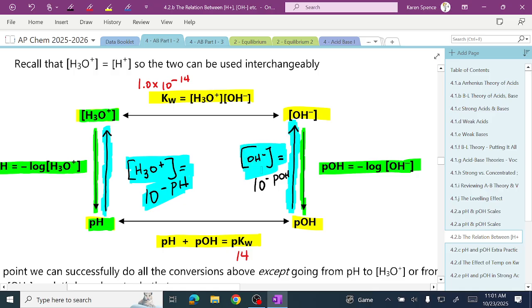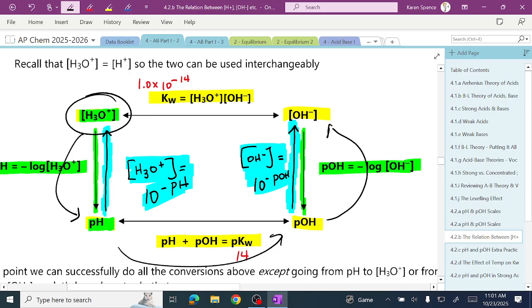So do you see how I could give you any one of these things and you could get to the other? So if I gave you H3O plus, you could do the conversion in 1, 2, 3 steps, or you could just do it in 1 step if you wanted to get to OH minus. Yes? If you want to take the long way around, nobody is going to stop you, but it is inefficient. So it is good to be familiar with all the different ways that you could go.